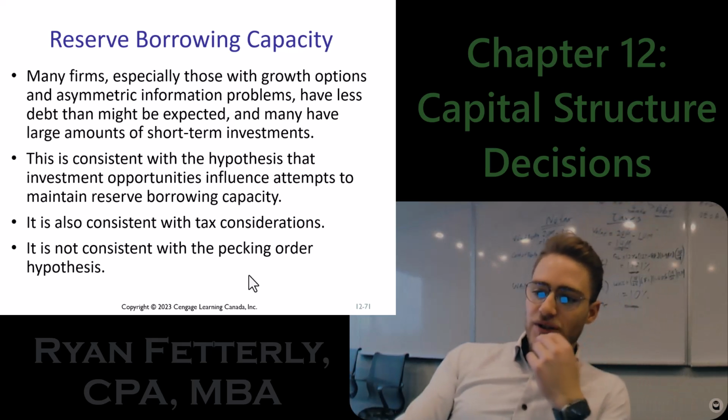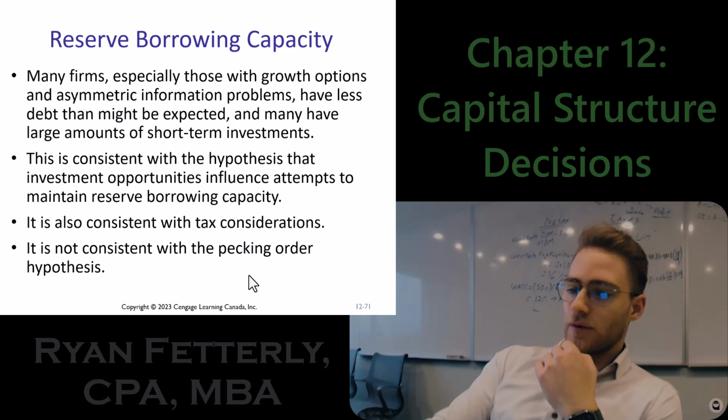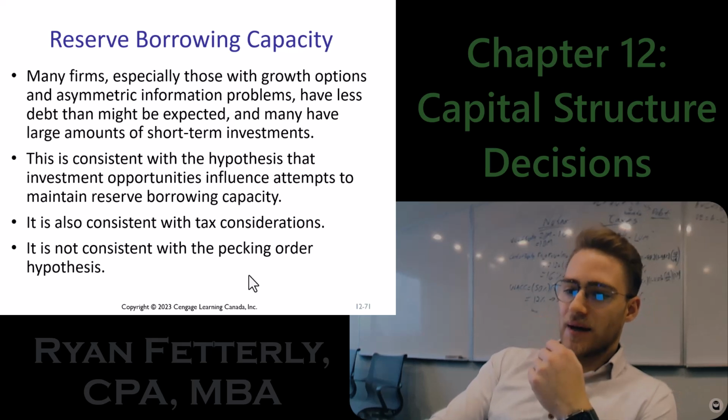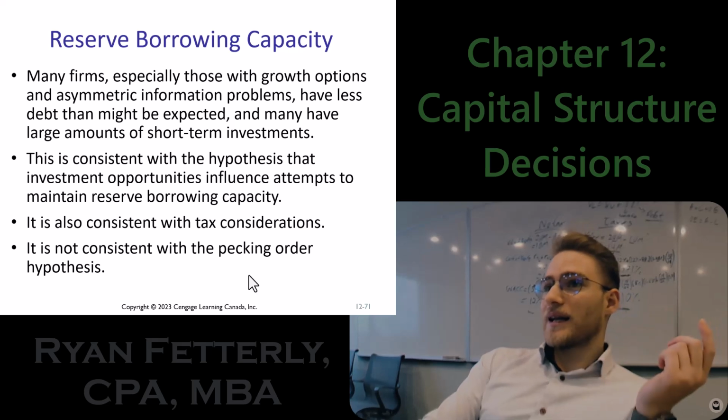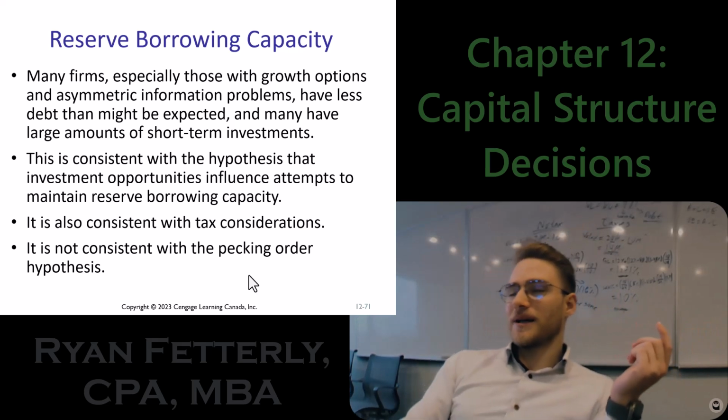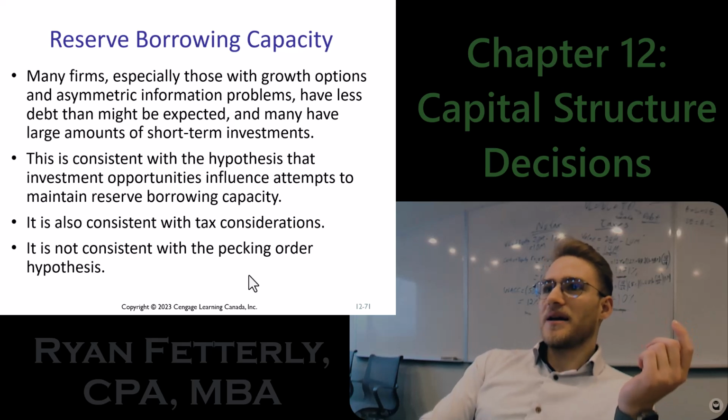So many firms, especially those with growth options and asymmetric information problems, have less debt than might be expected, and many have large amounts of short-term investments, right? So now I have excess cash, I'm not going to pay it out in dividends.